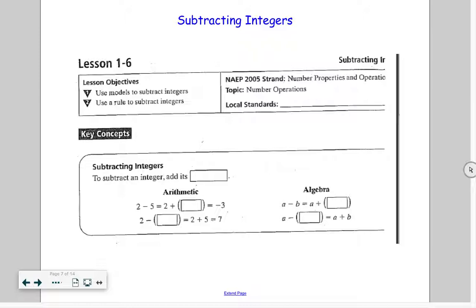How many of you thought adding positive and negative numbers was kind of easy? Subtracting, changing them all to addition. All of our subtraction sentences, we're going to change to addition. So it says here, to subtract an integer, add its opposite.